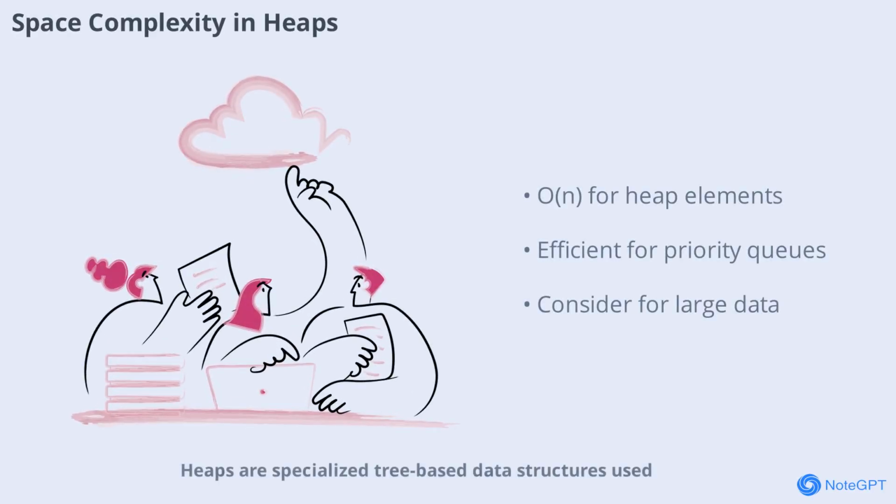Heaps are specialized tree-based data structures used in algorithms like heap sort and priority queues. They require O(n) space for n elements. While heaps are efficient for certain operations, their memory usage should be considered when working with large datasets.